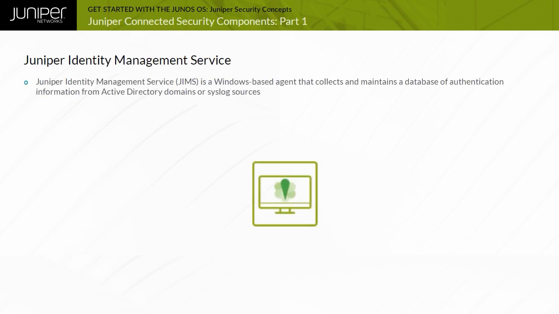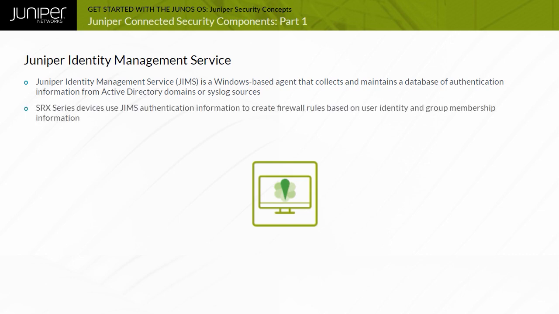Juniper Identity Management Service, or JIMS, is a standalone Windows Service application that collects and maintains a large database of user, device, and group information from Active Directory domains or syslog sources, enabling SRX series service gateways, including the vSRX virtual firewall, to rapidly identify thousands of users in a large distributed enterprise.